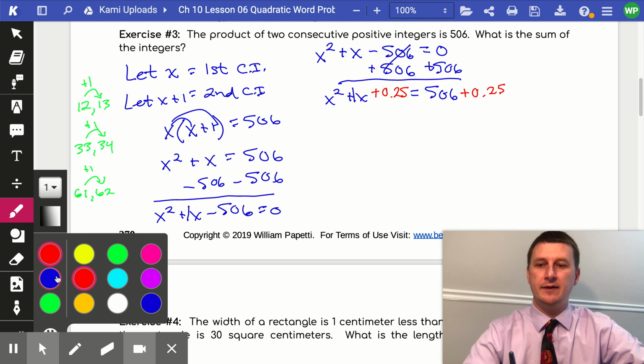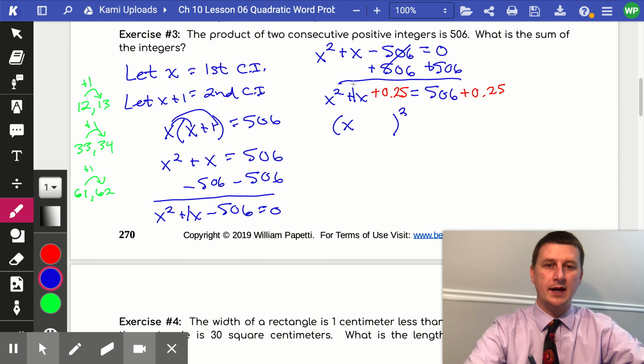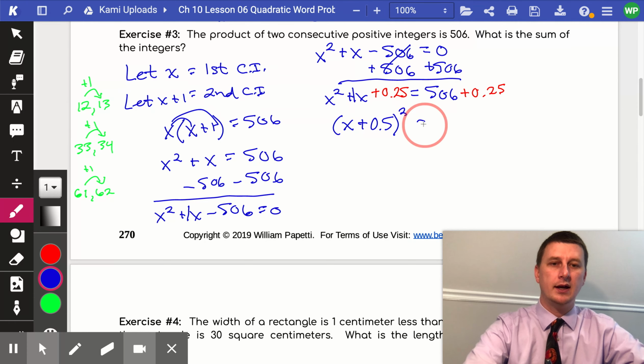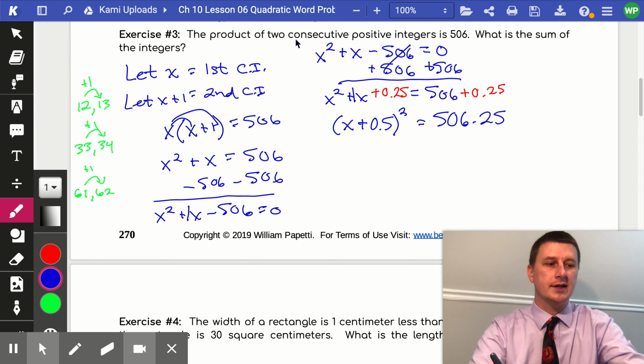Now, this allows me to factor the left as a perfect square trinomial. And remember, your hint for factoring when you have a decimal is just divide your b term by 2, and that's what goes in this blank space right here. So 1 divided by 2 is 1/2, or 0.5. And on this side, it's going to equal 506.25. Okay, so now it looks like we're going to need to get our calculators out, because now we're going to be taking square roots of decimals. Let's see how this works out.